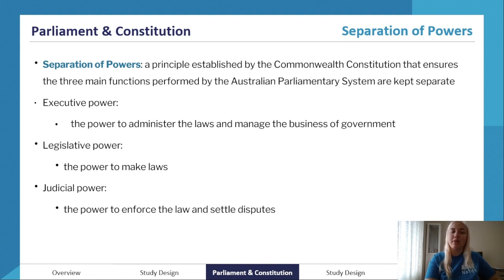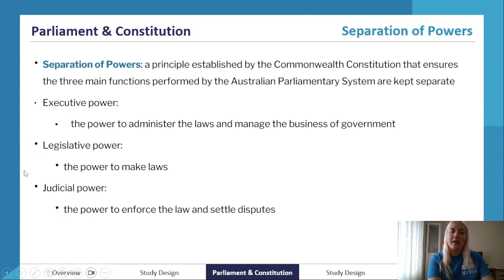Now, legislative power is the power to actually make laws. These are all of our members of parliament that are both in the lower house and in the upper house. So, what can we see here immediately? Well, the separation of powers is not actually separated because executives are also members of parliament. All of these ministers, like the treasurer, minister of education, etc., they're also members of parliament.